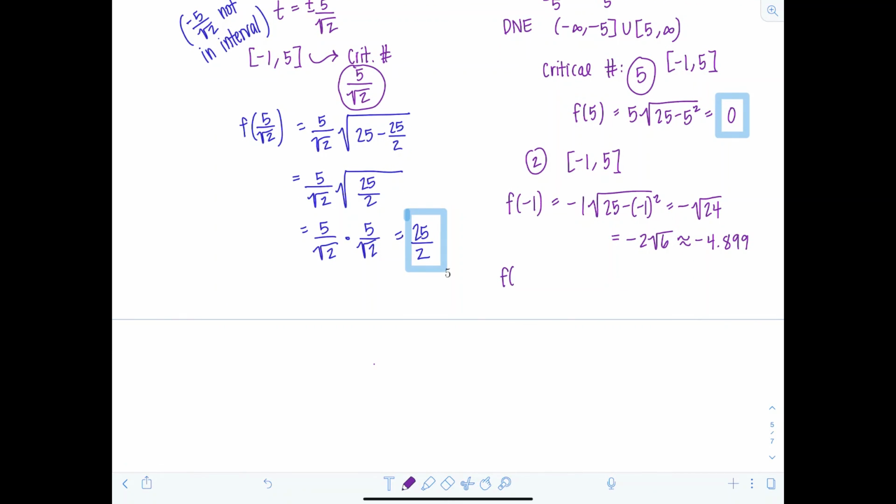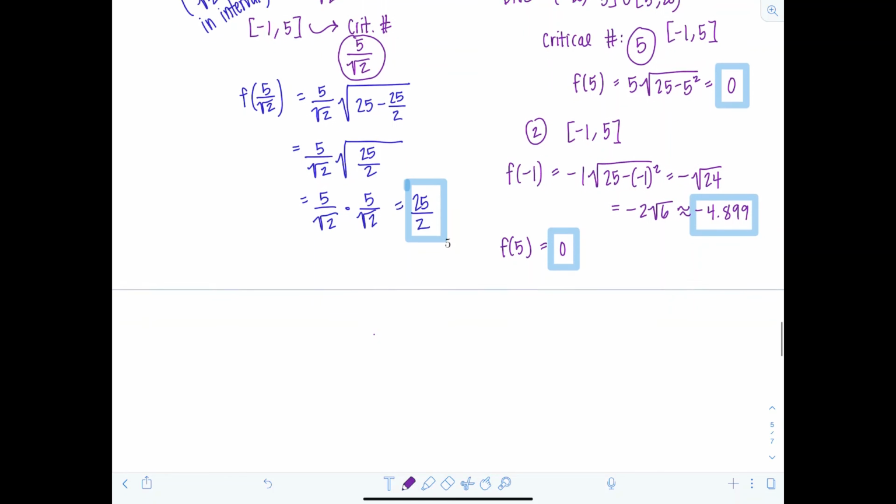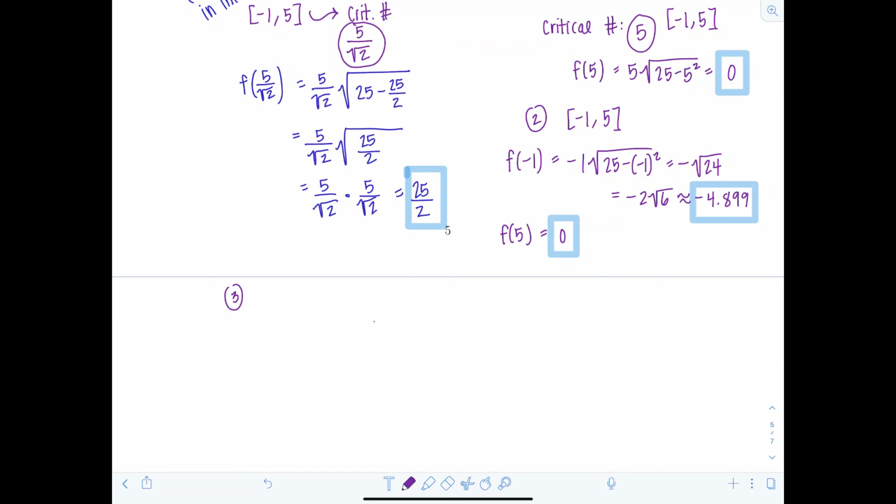The other value, the endpoint 5, we actually already have because it was a critical value from earlier. All right, lovely. So now we're going to box both those y values as we get ready for step 3, because we're going to have to identify the absolute max and absolute min. So comparing all the results from step 1, the function values at the critical values, as well as the function values at the endpoints from step 2, what is our absolute max? Well, if you said 25 over 2, you are right. So f of 5 over rad 2, which is 25 over 2, is our absolute max.